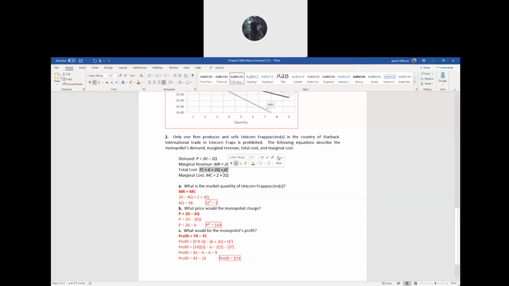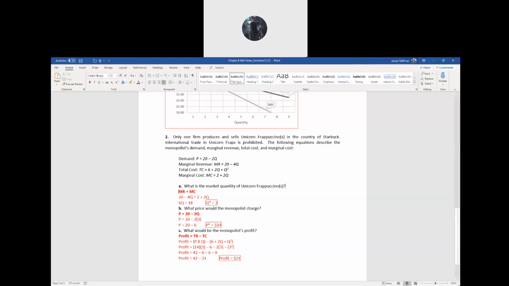So notice that we have a few components. 6 is the fixed cost, and then 2Q plus Q squared is the variable cost. And marginal cost is 2 plus 2Q. So you're going to use these equations, which will be given, to find quantity and price and revenue for this monopolist. All right, so part A, what is the market quantity of unicorn frappuccino that this monopolist wants to charge?